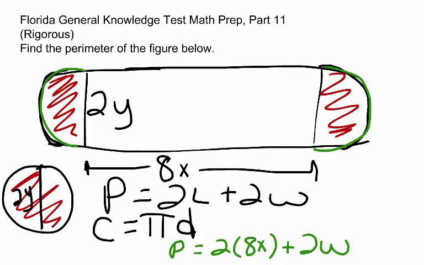So we need to substitute 2w with an expression that will allow us to get both of these pieces here. So instead, we use our formula for circumference, pi times diameter, so that we have pi times 2y.